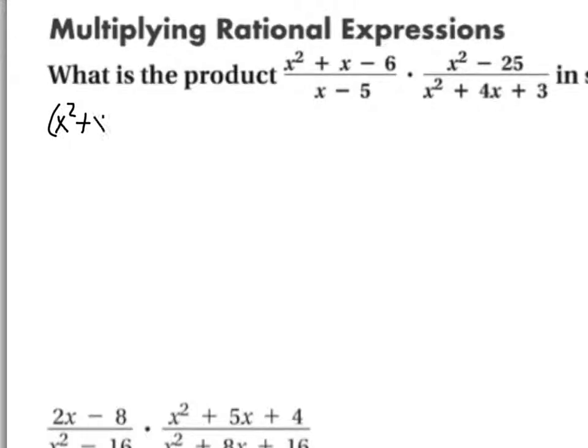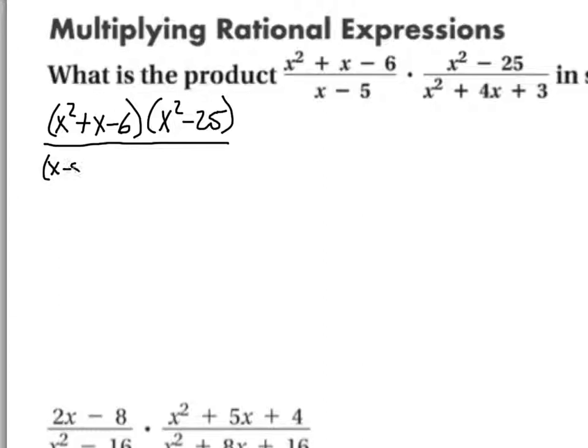x squared plus x minus 6 times x squared minus 25. There, I multiplied the numerators together. And now I do the same thing for the denominators. I have x minus 5 times x squared plus 4x plus 3. So now I have it written as one big fraction. Now I need to reduce this one big fraction.